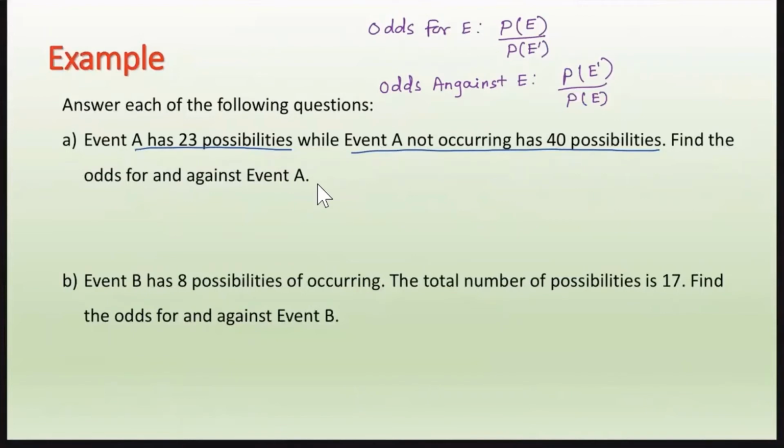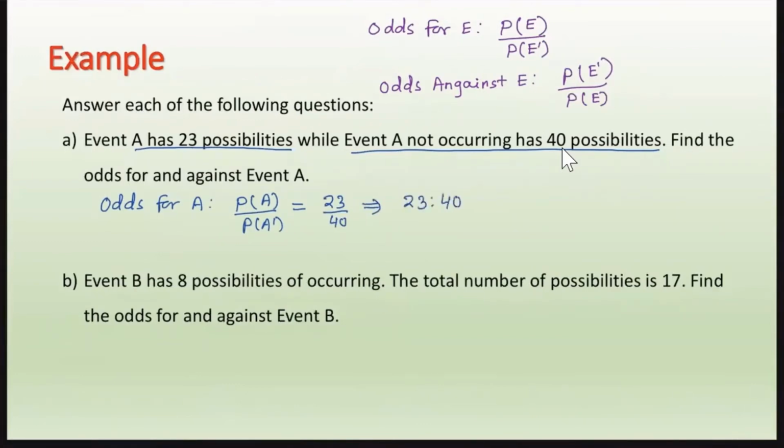So the first one is odds for event A. If you want to find the odds for A, it is probability of A divided by probability of not A. And here in this example, probability for A, you can see 23 possibilities of occurring, 23 divided by not A, which is 40. So 23 is to 40. So the odds for A is 23 is to 40.